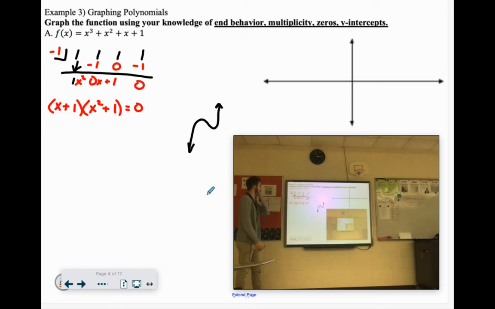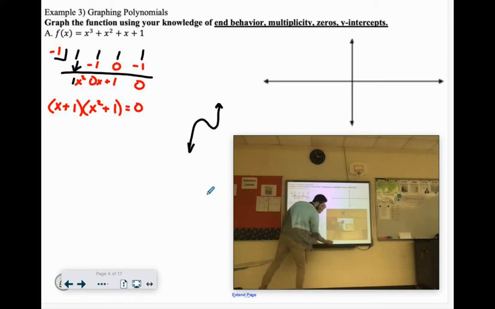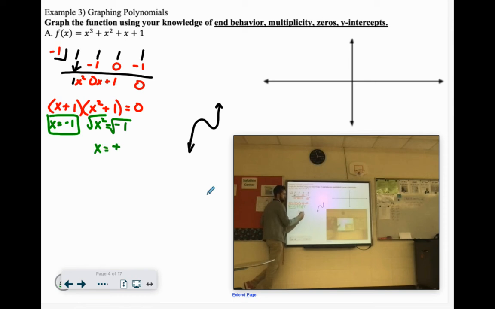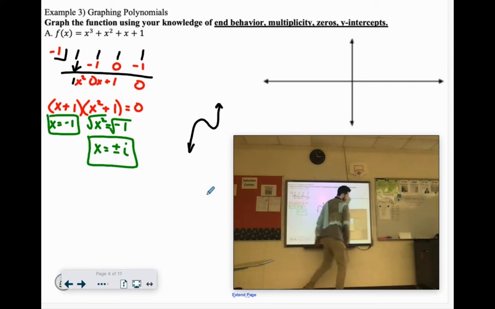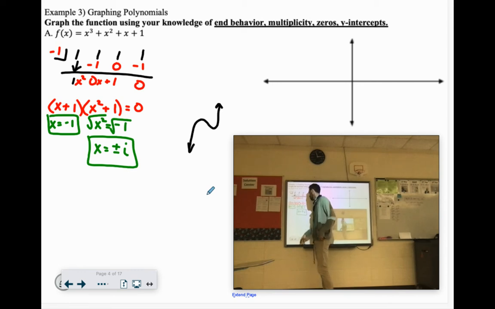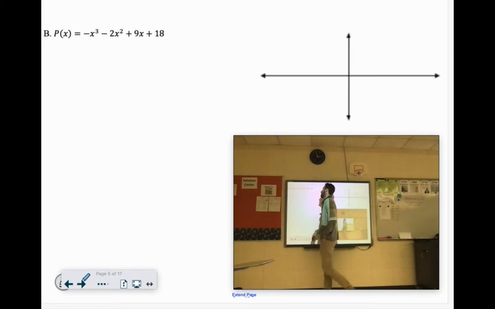Now, I'm going to guess this is a mistake in the notes, because our two zeros here, this one would be negative 1. And this one, if we were to solve x squared plus 1 equals 0, we would subtract the 1 and then square root it. And the square root of negative 1 would be i or negative i. We're not going to be able to graph that on our graph, not a normal graph. So we might have to come back to that one. I'm pretty sure there was a mistake in the notes. I'm guessing it was supposed to be x minus 1 to the third power, but we'll be okay. We can come back to that.